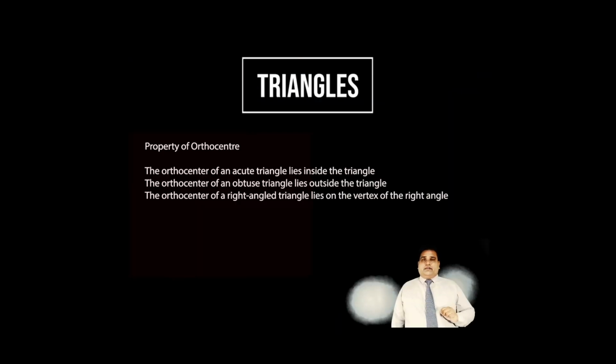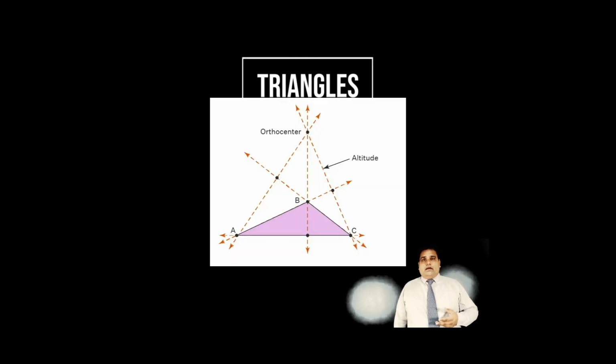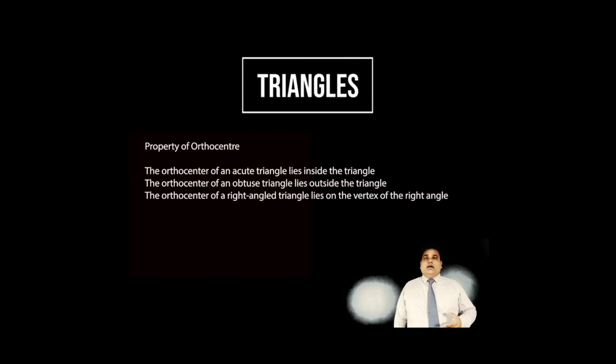Concept number 45, property of orthocenter. It is not necessary that the orthocenter will always be inside the triangle. It can be outside the triangle, or it can be at the vertex of a triangle, but the situations are different. If the triangle is acute, the orthocenter will always lie inside the triangle.